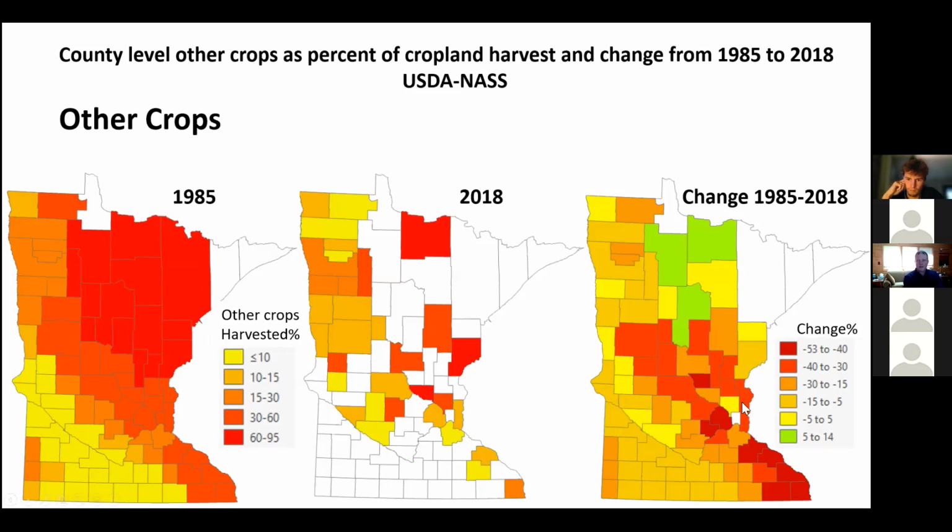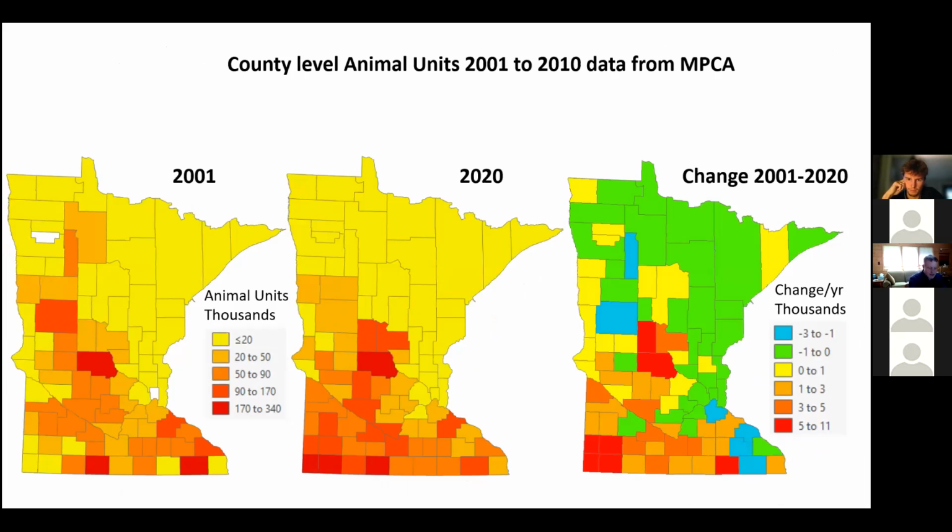And then animal units, a big increase in central Minnesota. Let's see, where do I got my mouse there? Central Minnesota, western Minnesota.